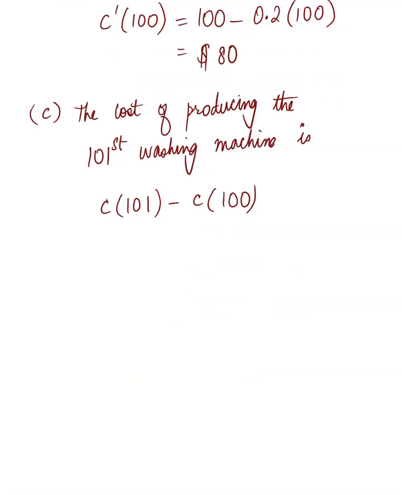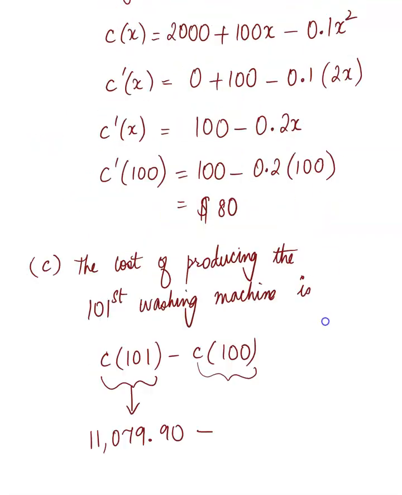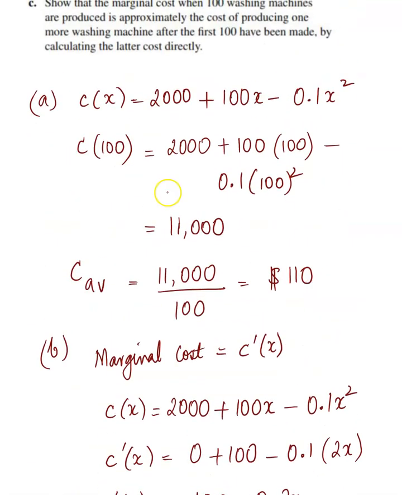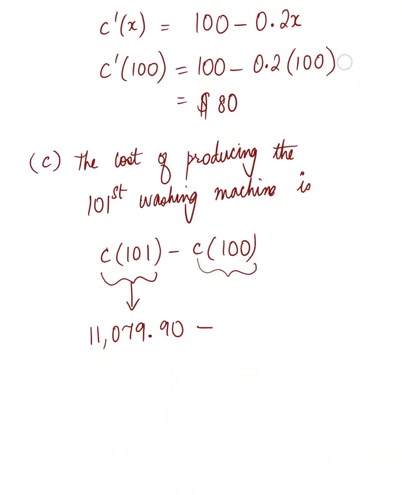Okay, and when we compute this, plugging in x as 101, that computation gives us 11,079.90, minus this one we found out earlier, right? You can see here in part A, we found that to be 11,000. So instead of 100, you do 101 to get the first part. And so that will be 11,079.90 minus 11,000, which comes out to be 79.90.